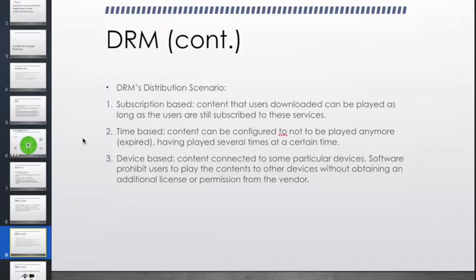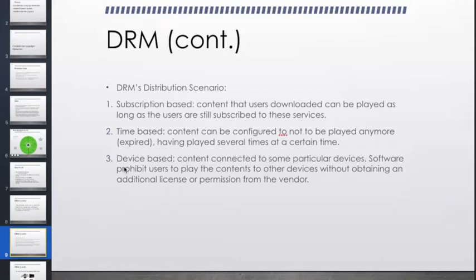And the DRM's distribution scenario is subscription based. The subscription based is like Spotify Premium. People that buy Spotify Premium can play music any time without limitation. And the second one is time-based content. Time-based content is like when we're playing something not on Spotify Premium, people can play only 6 music in 1 hour.